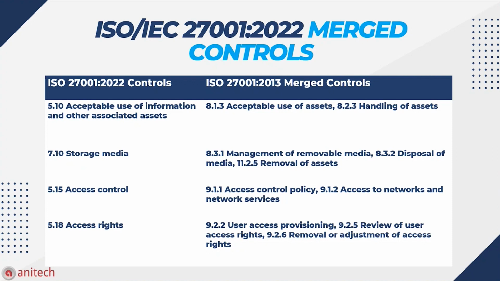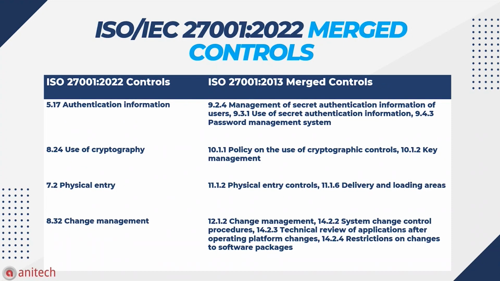Then we have everything to do with access control, like access control policy and access to networks and network services, now under access control, and also user access provisioning, review of user access rights, and removal or adjustment of access rights, now all under 5.18, which is access rights. Moving on, management of secret authentication information of users, use of secret authentication information, and password management system are under authentication information, one control in the new version. Policy on the use of cryptographic controls and key management are under use of cryptography.